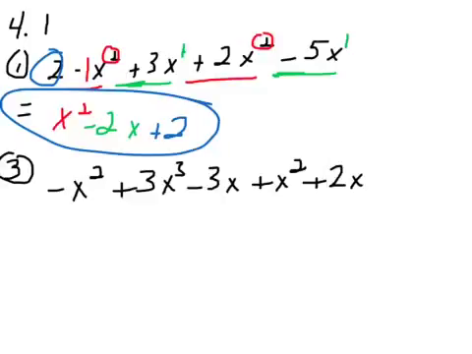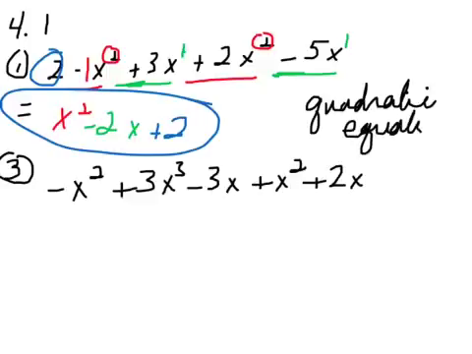Oh, and before I go on, we were supposed to name the degree, and the degree is the highest exponent. Since the highest exponent is 2, we call things with exponents of 2 quadratic equations. If you remember, you learned that back in Algebra 1. So there were 2 parts to that answer.